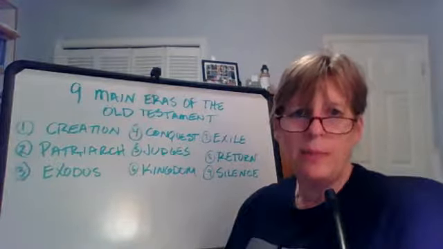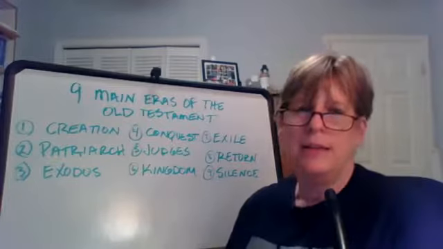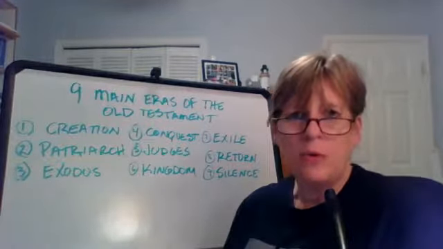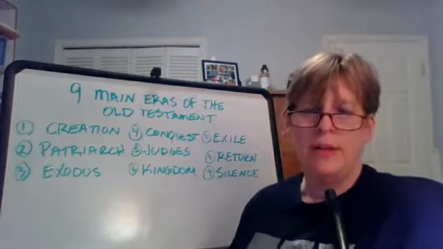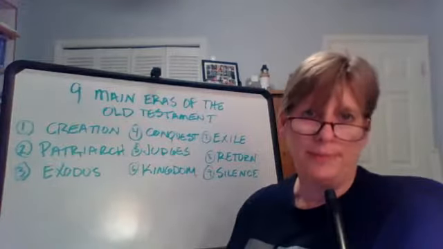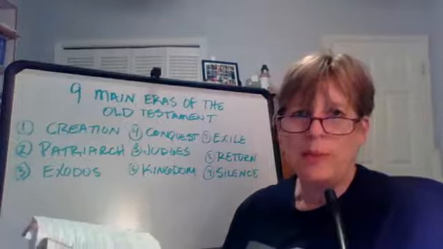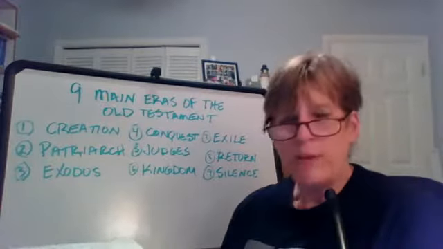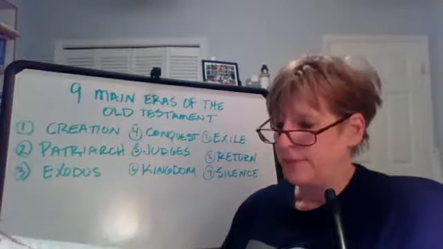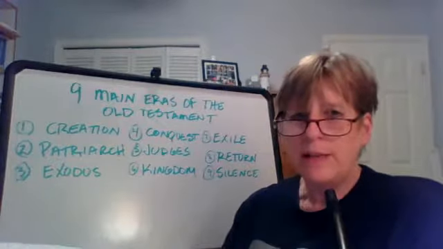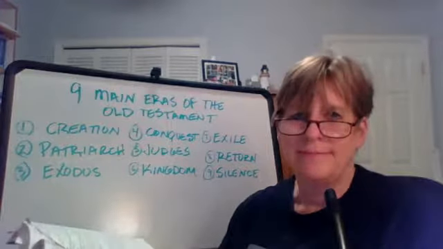Creation being when man was created, the animals, the plant life, the world as we know it. Patriarch era being the birth of the Hebrew people through a family of patriarchs that covers a period of about 200 years, okay?